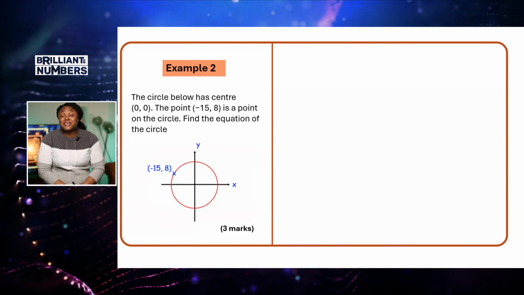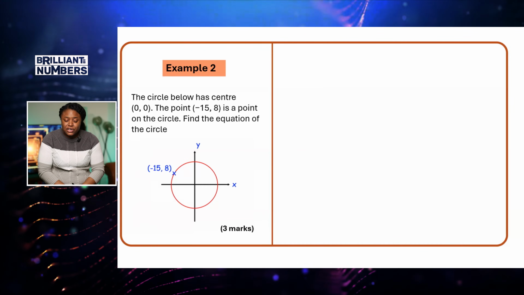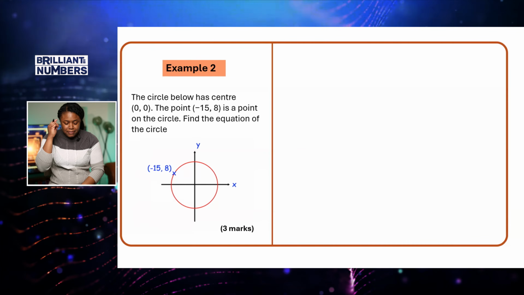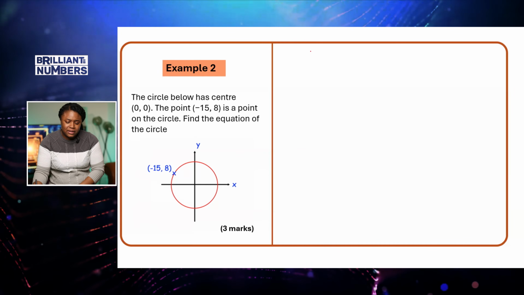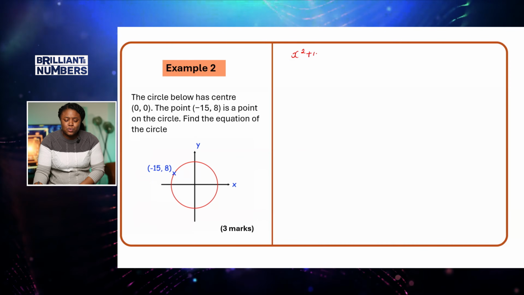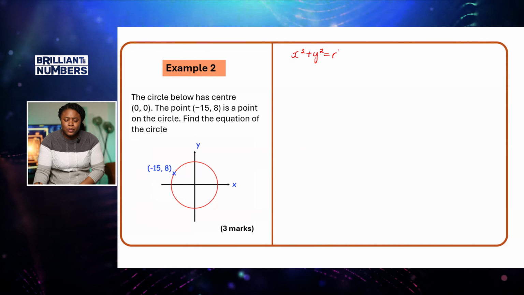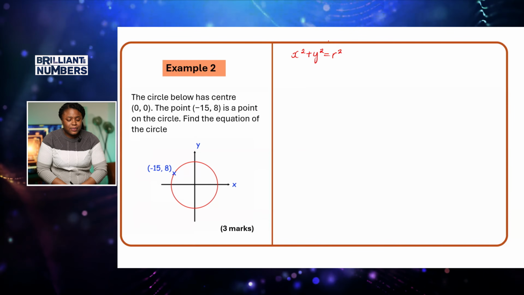This time we've got a 3 mark question. The circle below has center (0, 0). Again, my equation comes into focus here. So I'm going to pause and I'm going to write that down. I know the equation of this circle is x squared plus y squared equal to r squared, where r is my radius. I go back to the question.